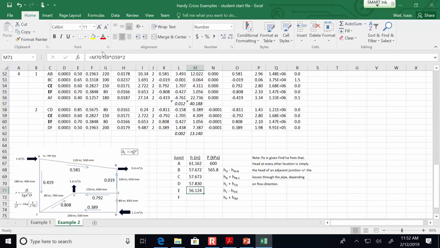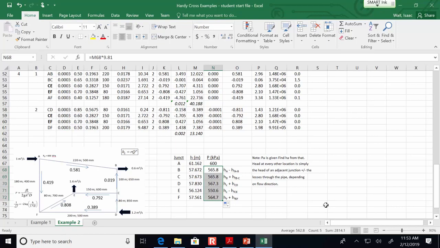All right. And then finally, junction F is going to be plus. And so it is the amount that there was at E plus the losses. So these are the pressures.